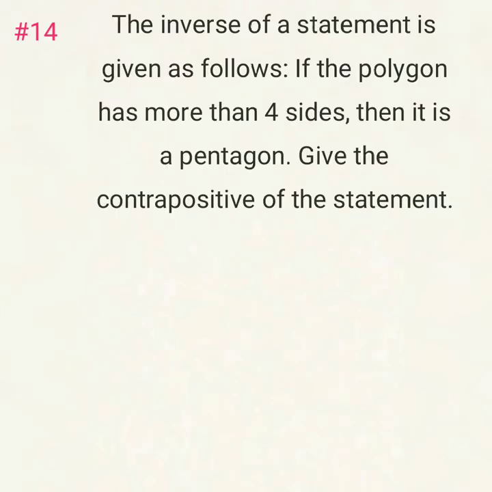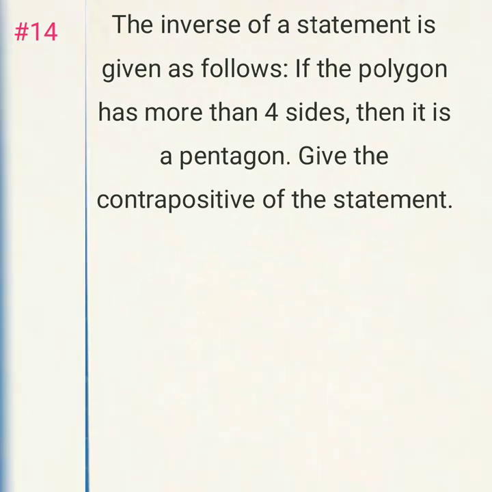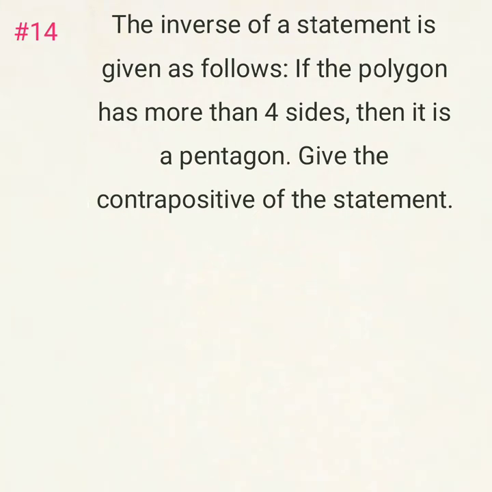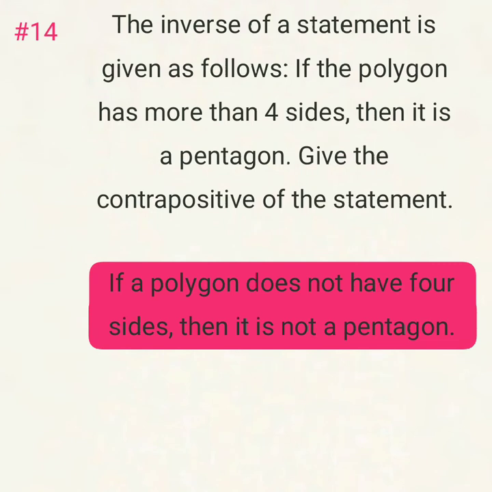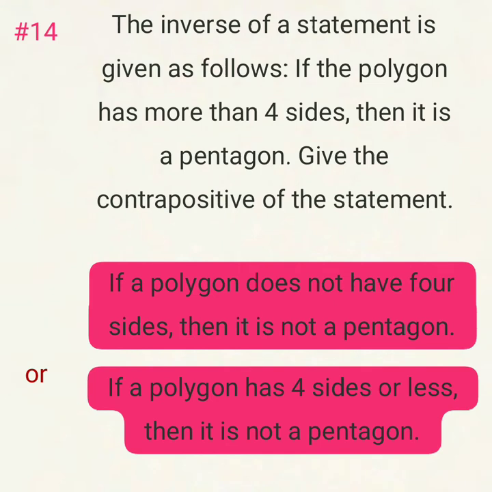The inverse of a statement is given as follows. If the polygon has more than 4 sides, then it is a pentagon. Give the contrapositive of the statement. The contrapositive of the statement will be, if a polygon does not have 4 sides, then it is not a pentagon. Or, if a polygon has 4 sides or less, then it is not a pentagon.